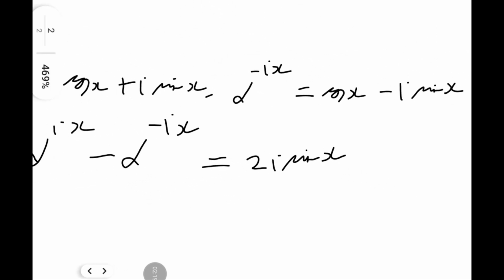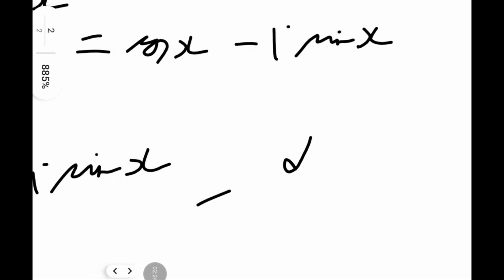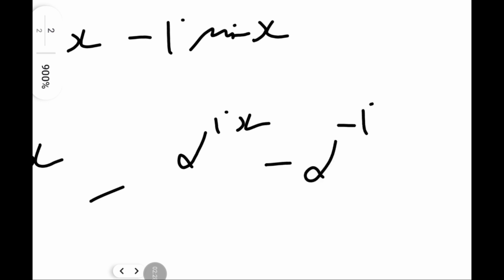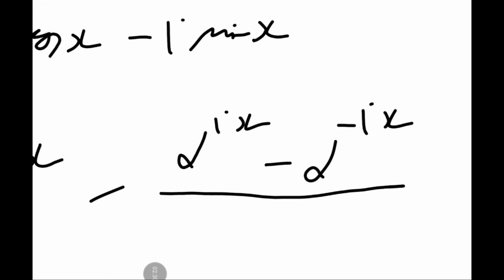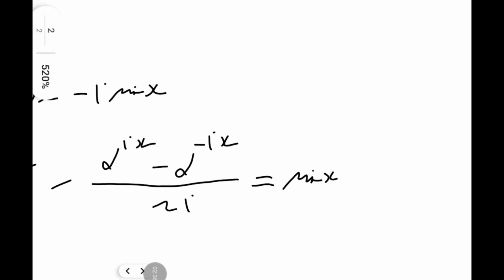What we can do now is divide by 2i. And we're going to get into this format of e to the power of ix minus e to the power of minus ix over 2i is equal to sine of x. That's the format we have it in. Now we know from our example that sine of x is equal to 2. We're looking at when sine of x equals 2.